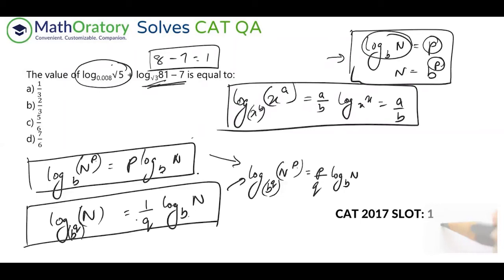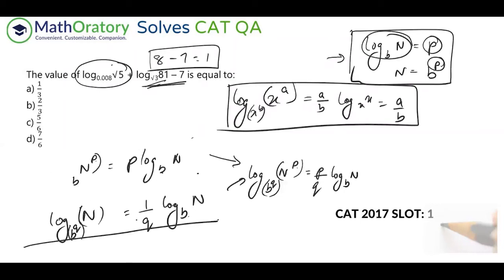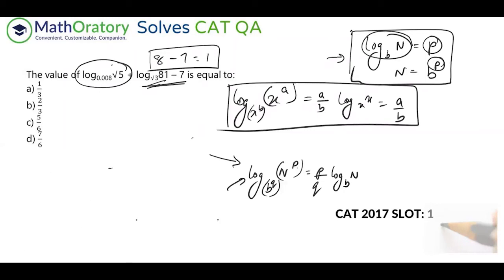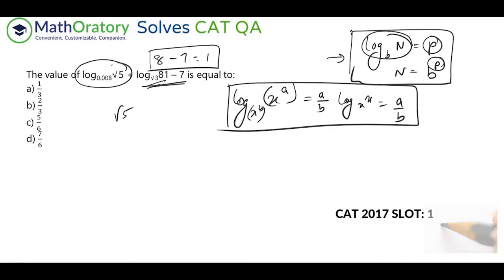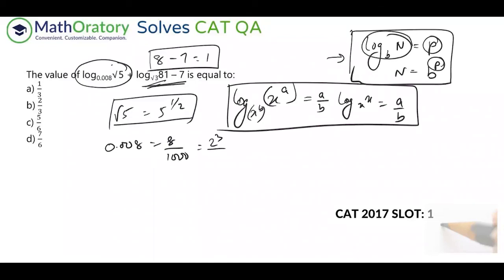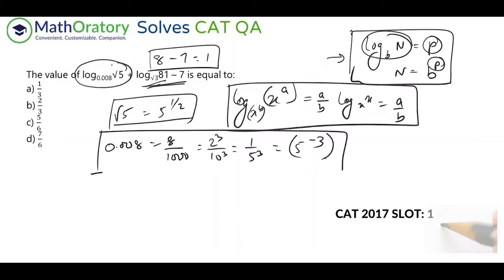And this is the case that is happening in the first part. If you notice this properly, let me take all of this off. I'm just explaining the basics here. This root 5 that we have, first of all, is 5 to the power half, right? So let's keep a note of that. Also, this 0.008 is simply 8 by 1000, which is 2 cube by 10 cube, which is simply 1 by 5 cube, or effectively 5 to the power minus 3. So this is another thing that we have. But check this out. Both of these are powers of 5, right?